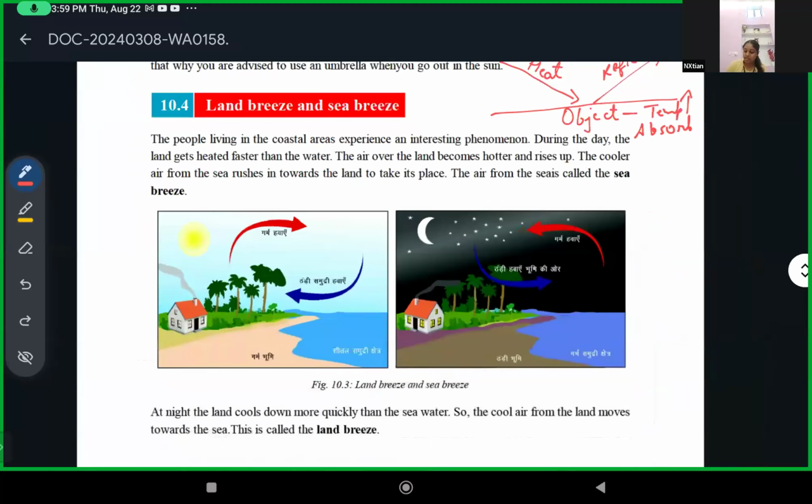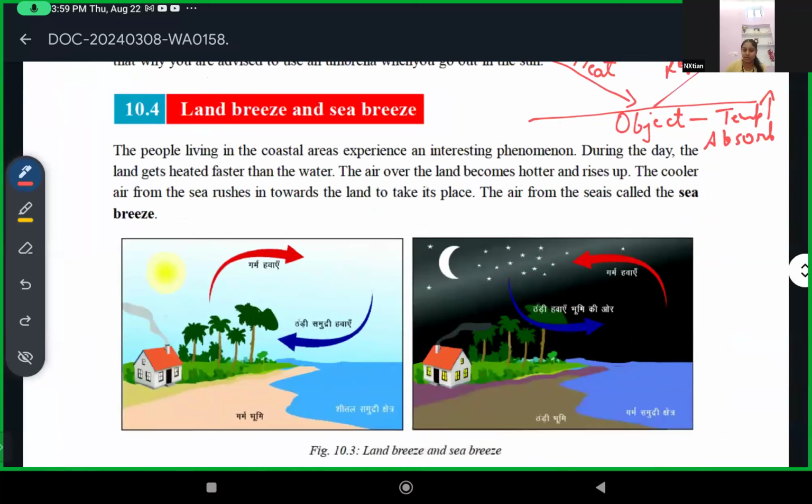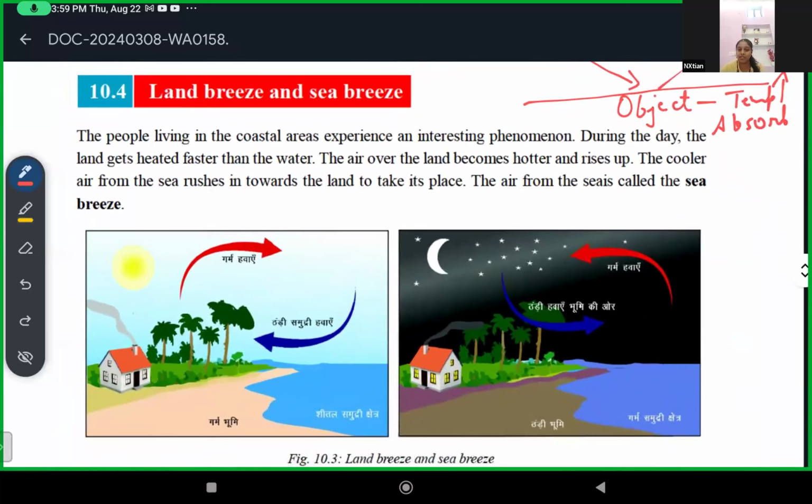Okay. Now this is land breeze and sea breeze. I know that you guys must have heard about it previously. Can anybody tell me what happens in this phenomenon, in this process?